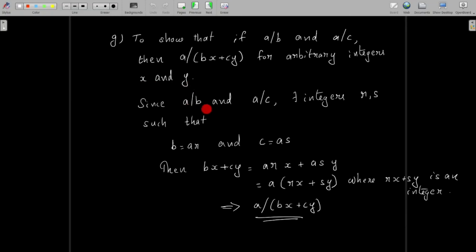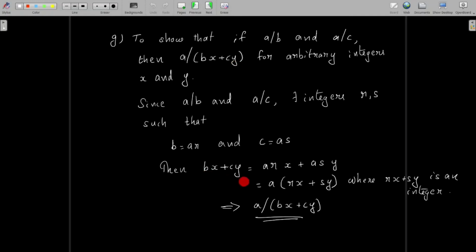Given that A divides B and A divides C, there exist integers r and s such that B equals A into r and C equals A into s. We have to show that A divides Bx plus Cy. That is, we want to express Bx plus Cy as A into an integer.